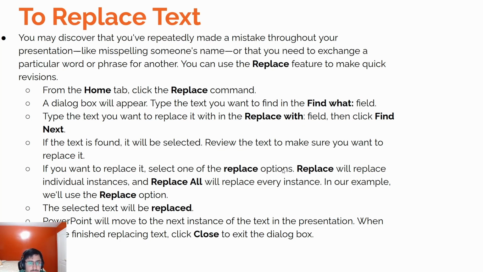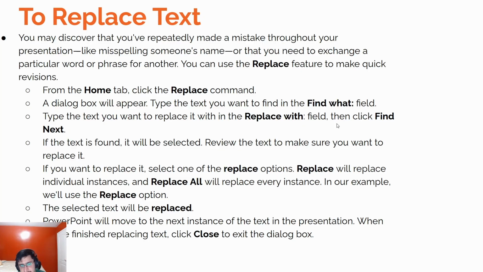Well, from the home tab, again, we go to the replace command. Now, one thing to note, it has been integrated into one command, so the button will be Find and Replace, right? A dialog box will appear, so we type the text we want to find in the Find what field, type the text we want to replace it with in the Replace with field, then click Find Next. If the text is found, it will be selected, and we just want to review the text to make sure we want to replace it.